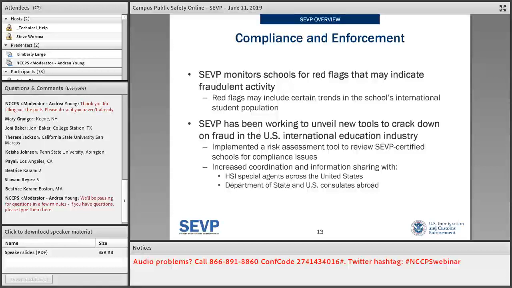We have developed additional tools to crack down on fraud. We have some internal tools that our school certification uses to do a risk assessment on certified schools. We also do what's called a site visit. Sometimes we're going to pop into a school and just ask a few questions, and that doesn't necessarily mean that they're under investigation, but it's just our way of double checking our own work as well.